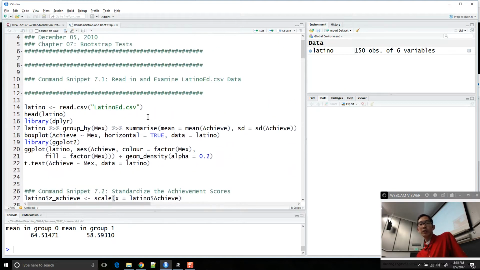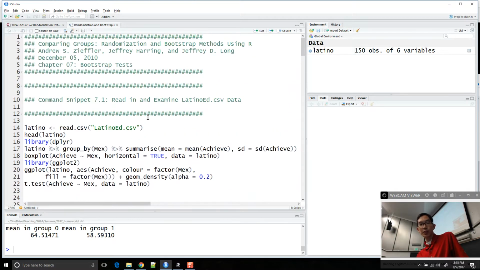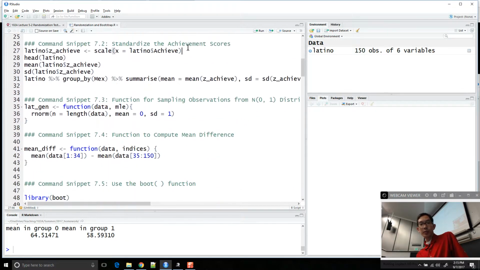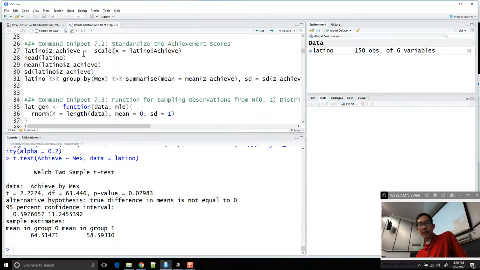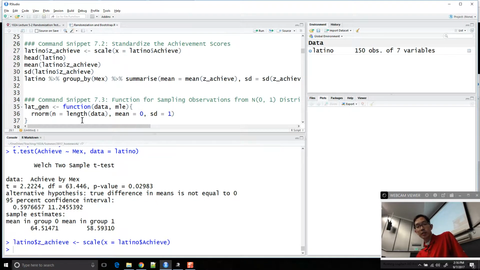Okay, so to do this with parametric bootstrap, we're going to take the values that we have and scale everything. So we're going to turn everything into z-scores. We're just going to create a column called z achieve. We take the achievement scores and add a column, and all this does is make everything in this achievement column have a mean of 0 and a standard deviation of 1, right?